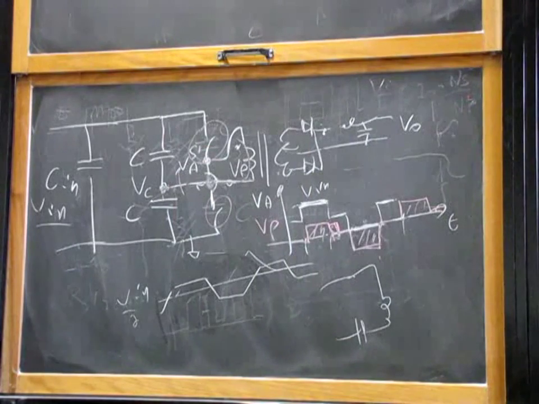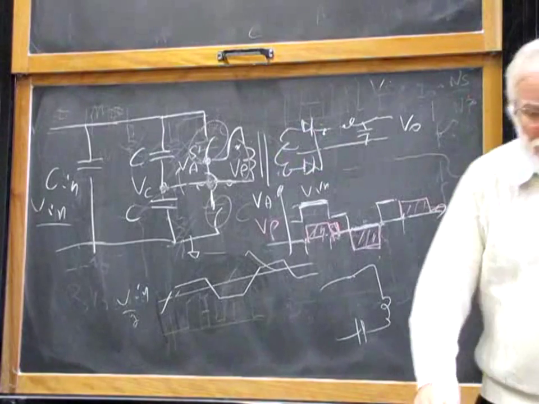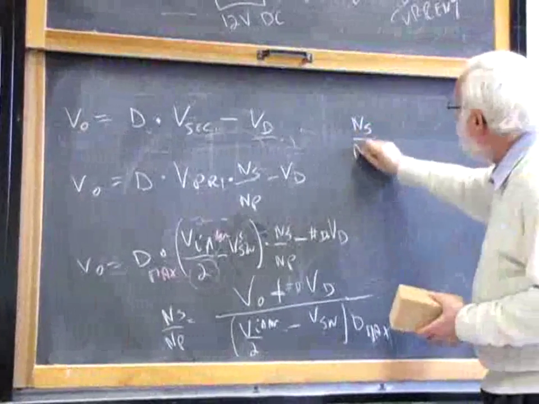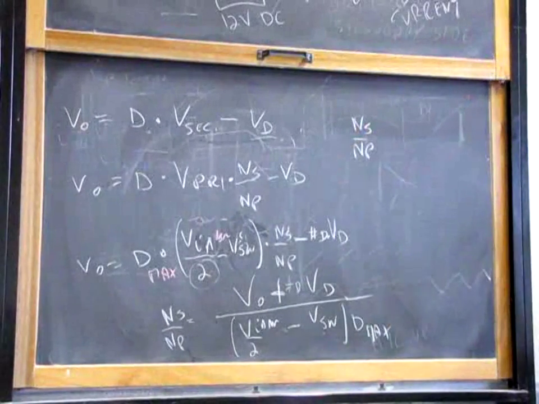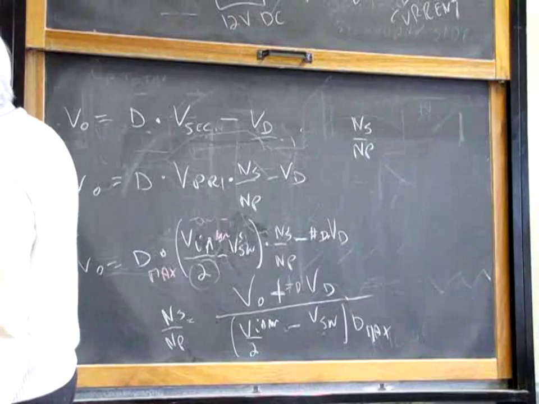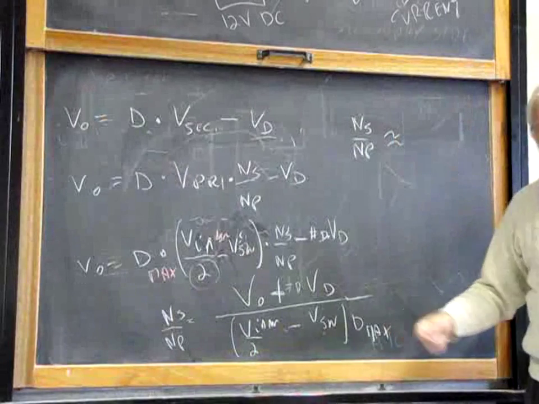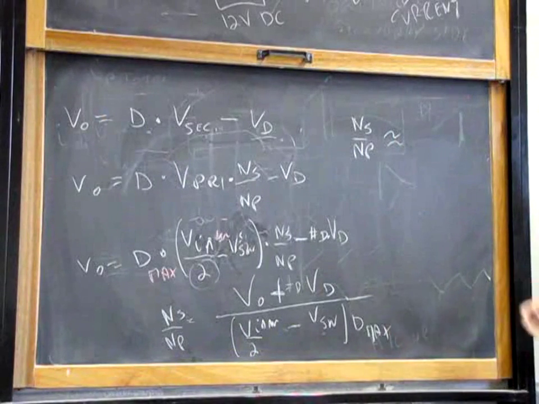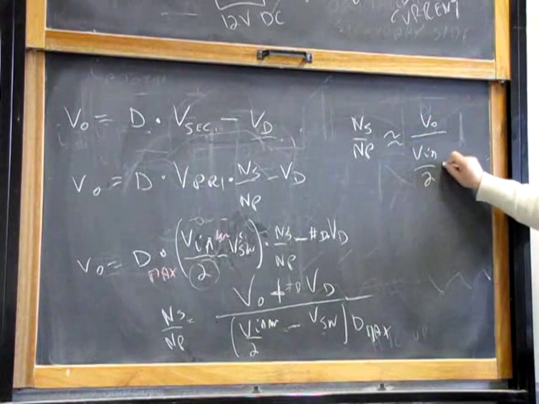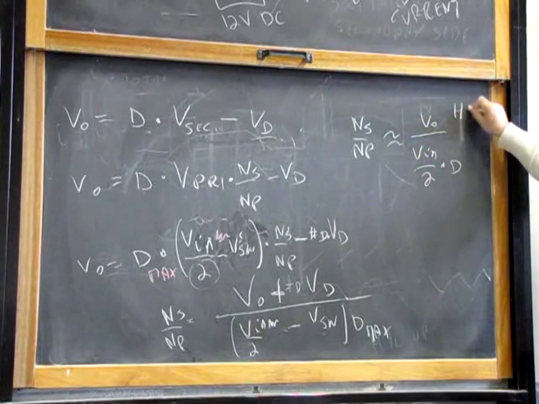We have NS over NP. Do you know how to find the stresses over here? Yes, standard stuff. This is called a half bridge, by the way. In a half bridge, NS over NP, this is just a quick and dirty evaluation to see what's going on, is equal to Vo over Vin over 2 times D. Just to have a first idea. This is for a half bridge.